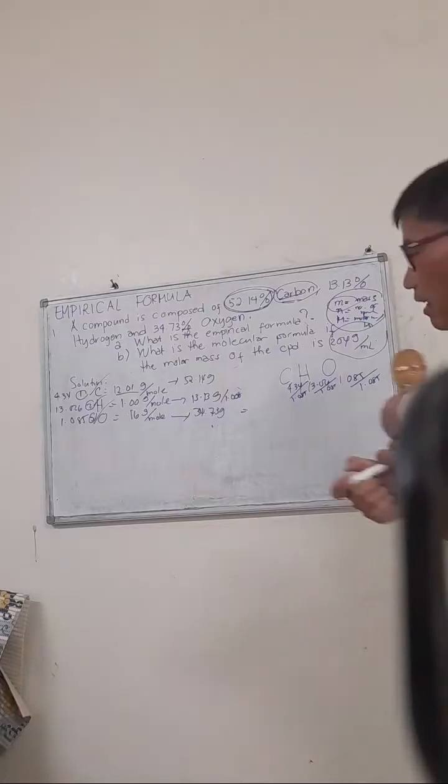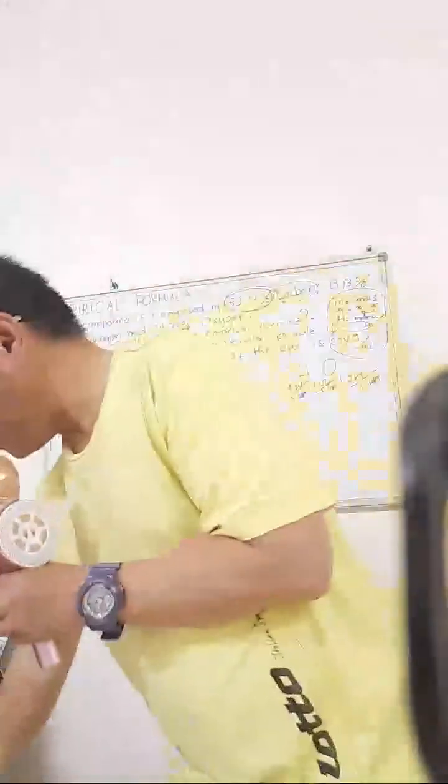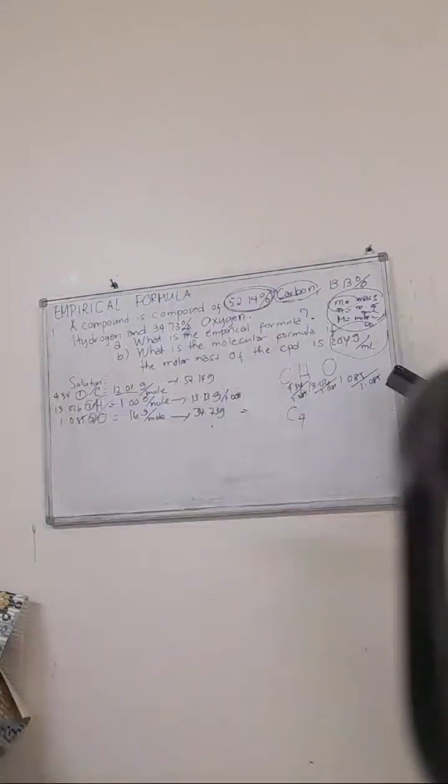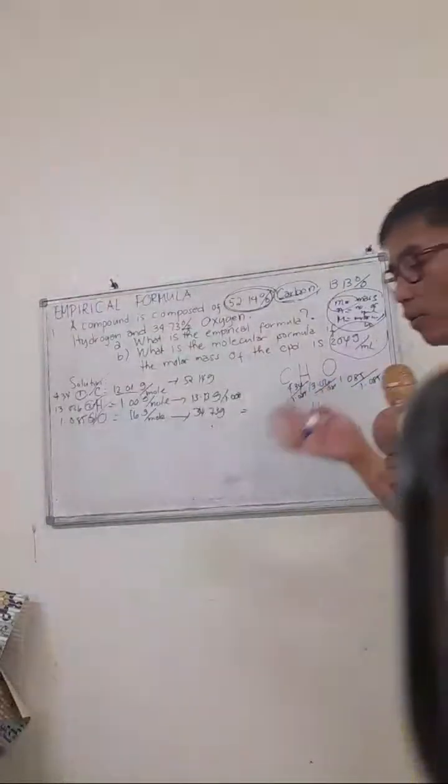So 4.34 divided by 1.085 is going to be 4, so it's C4. Now 13.026 divided by 1.085 is equal to 12.034. So H is equal to 12.034. Since we are now getting our empirical formula, we avoid the point something. So it's going to be 12.